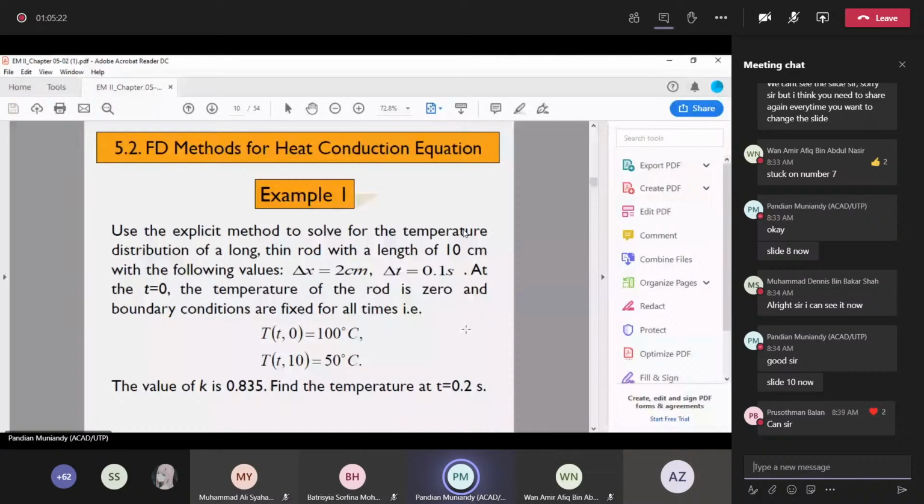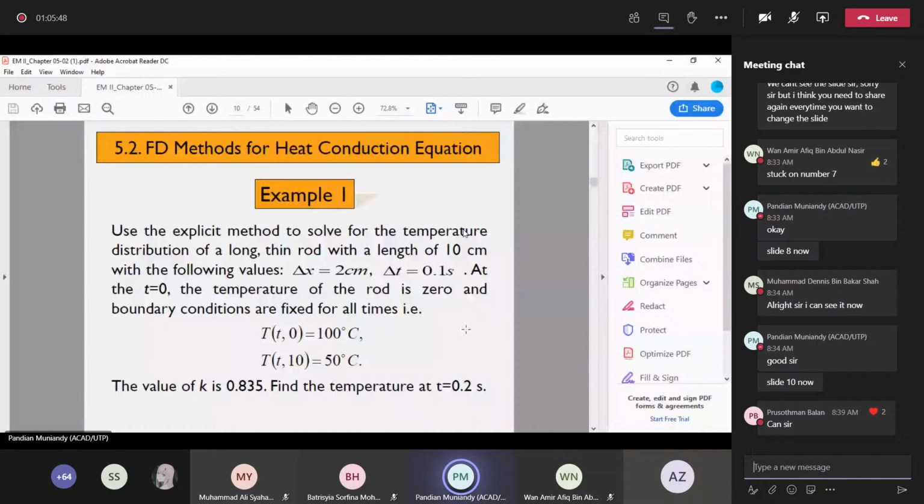When the time is 0, the temperature of the rod is 0. This is the initial condition. It's not written, but it is understood, because this is not a boundary. Just now what you saw, the grid is the boundary. You have the boundary actually. So this is T0, this is not clear.